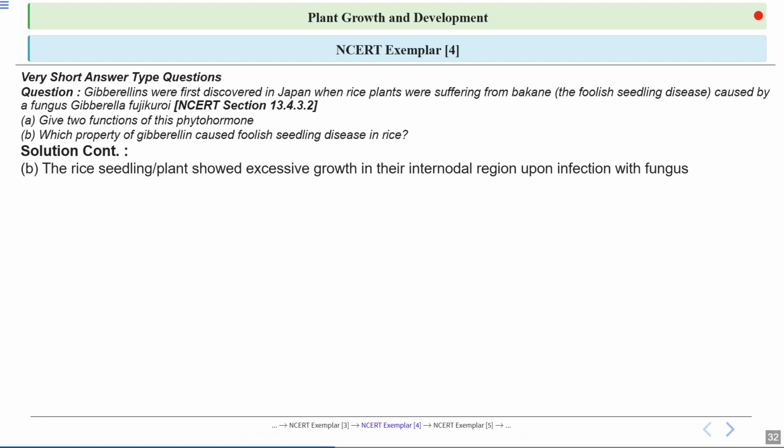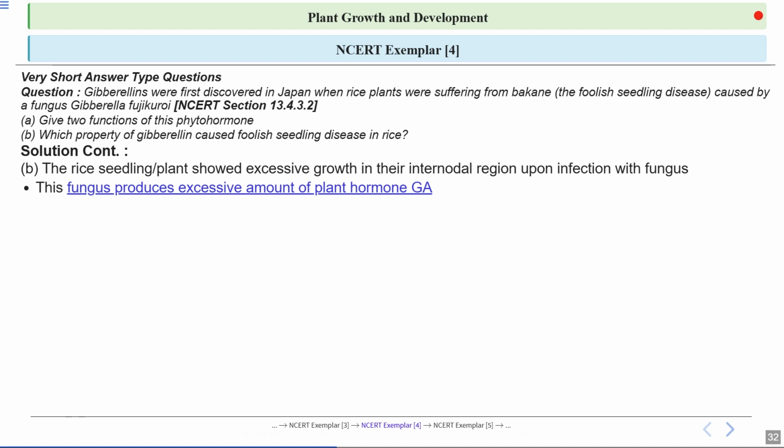Rice seedling plants show excessive growth in their internodal region upon infection with the fungus. The fungus, Gibberella fujikuroi, has a phytohormone, and that phytohormone is gibberellin. Later it was discovered. This hormone was first discovered in Japan in rice plants affected by the disease known as Bakanae, or the foolish seedling disease, right?